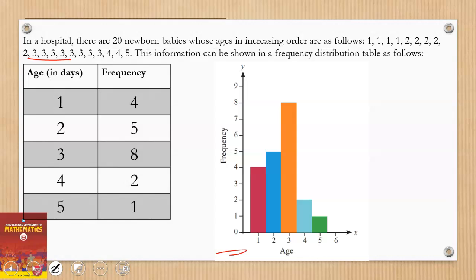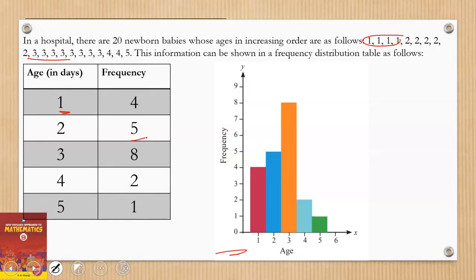So their ages. Those in the hospital who are 1 day old, we have 4 of them. So you can see 4 of them here, 1 day old. 2 days old, we have 5 of them. 3 days, we have 8. 4 days, 2. And then 5 days old is only 1.